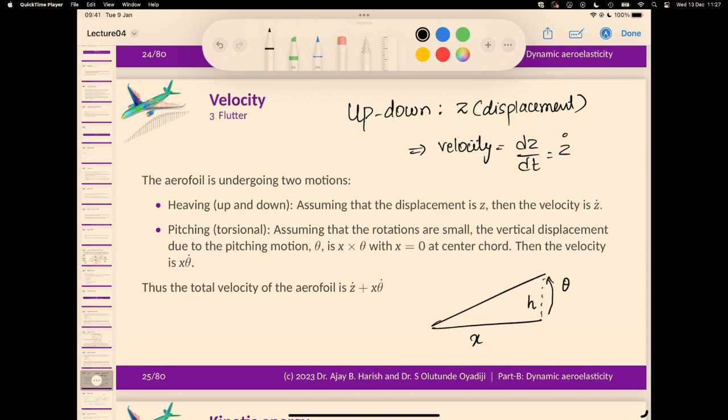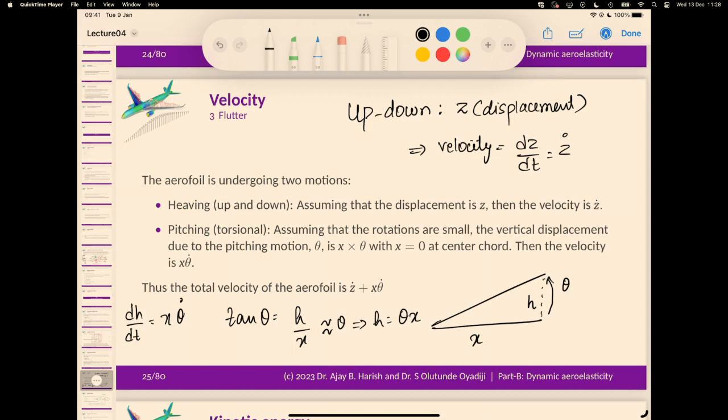Let's say if this was height, I can say tan of theta is nothing but h by x, or this is approximately equal to theta, because I'm assuming small rotations, which leads us to saying that h is nothing but theta into x. Or in other words, now I can write h dot, dh by dt, is nothing but x into theta dot. So x is the direction along the chord, and theta is our pitching motion. So that pitching motion is changing with time.